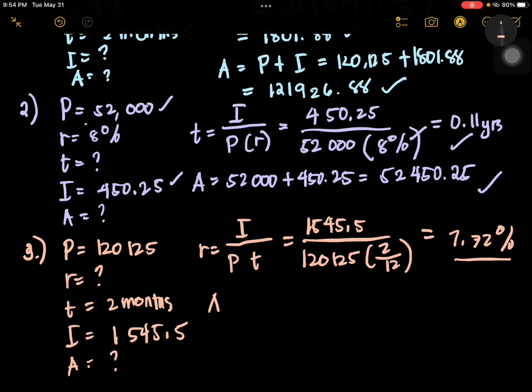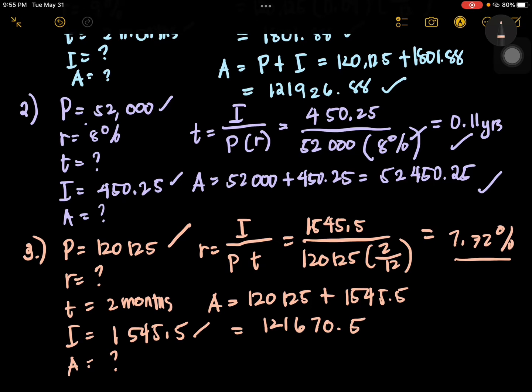So we have our rate. Now, how about our amount? So we just simply add the principal and the interest. So 120,125 plus 1545.5. Our amount is 121670.5. Very good, class. So we have already the rate and the final amount.